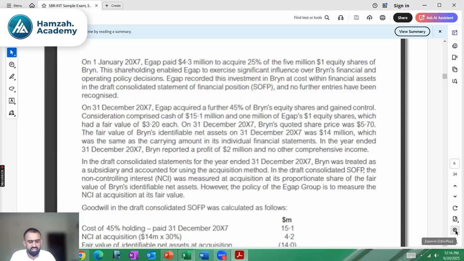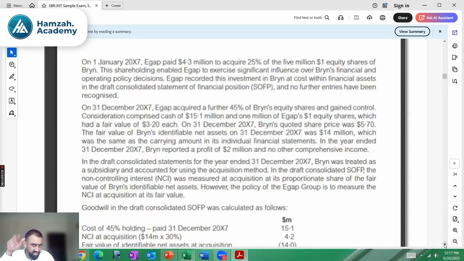In the draft consolidated statement for the year ended 31st December X7, B was treated as a subsidiary and accounted for using the acquisition method. In the draft consolidated SOFP, NCI was measured at the date of acquisition at the proportionate share of the fair value of the B identifiable net asset. However, the policy of EGAP is to measure the NCI at fair value.